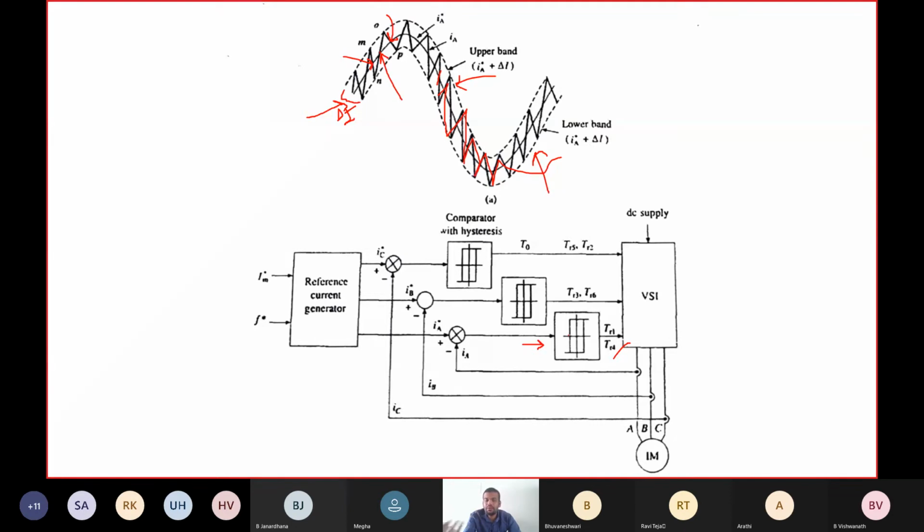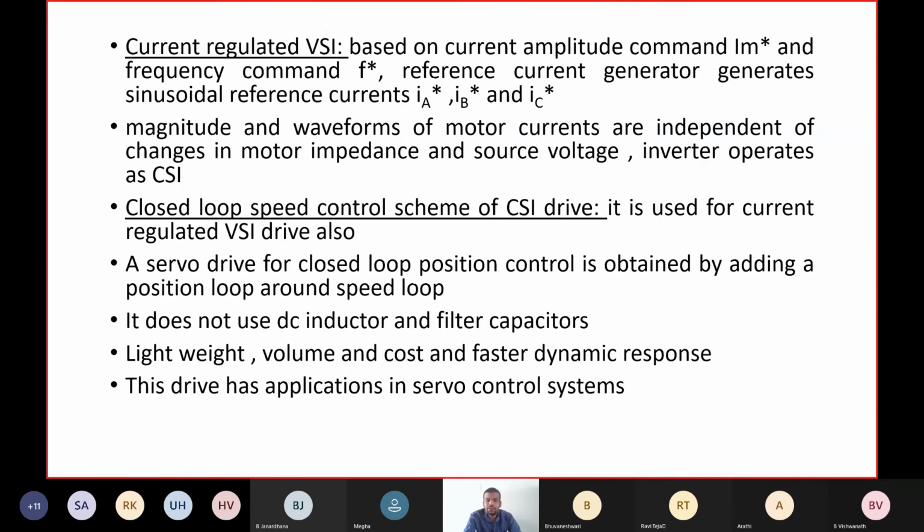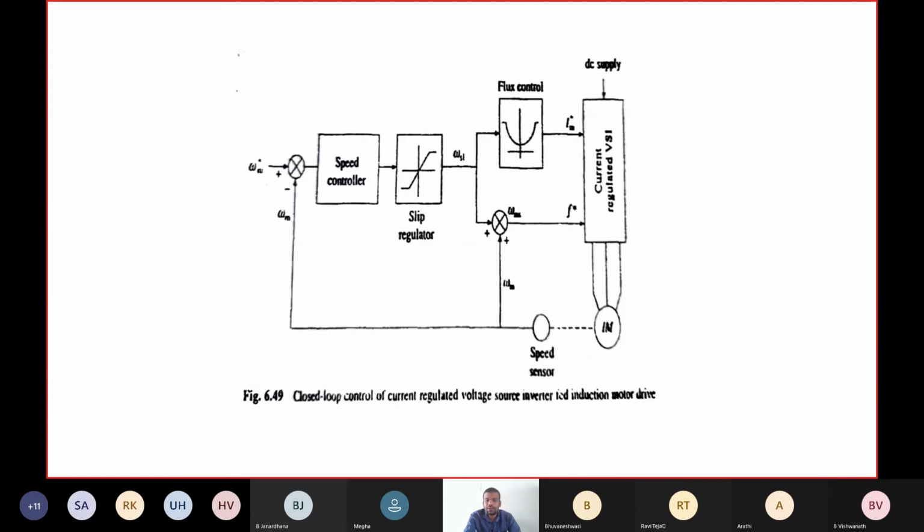So the drives are fed into the drives connected to the switches. These fast acting switches are essential. These fast acting switches are made to let the lower harmonic current flow in the system. This is the concept. And here one more block is there. This is our closed loop current controlled regulated voltage source.